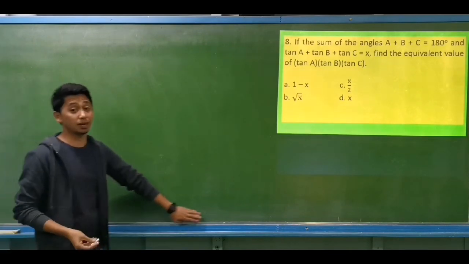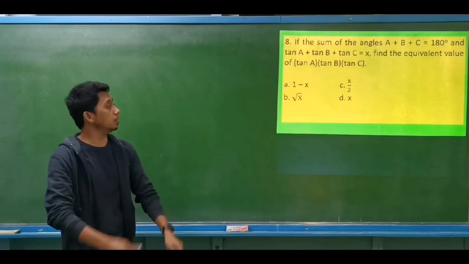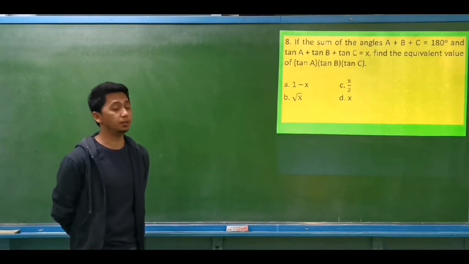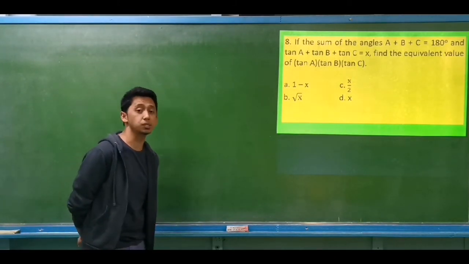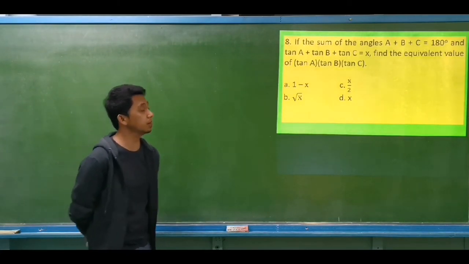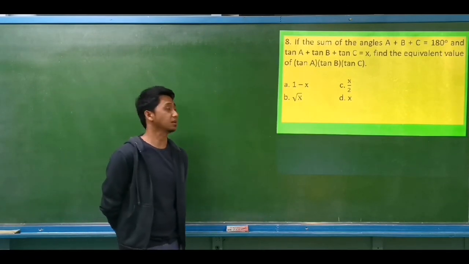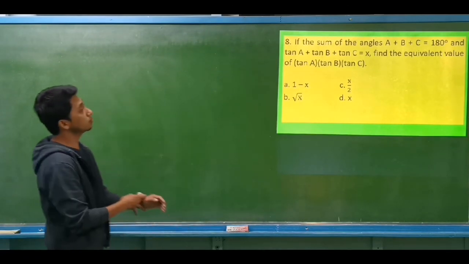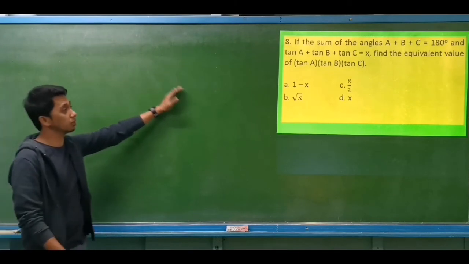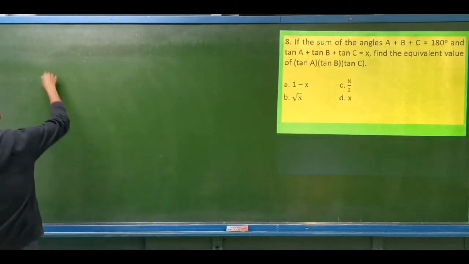Okay, so next example tayo, number 8. If the sum of the angles A plus B plus C is equal to 180 degrees and tangent A plus tangent B plus tangent C is equal to x, find the equivalent of tangent A times tangent B times tangent C. So, kung nalaman nyo, ano yung applicable dito na identity kapag fundamental solution tayo?